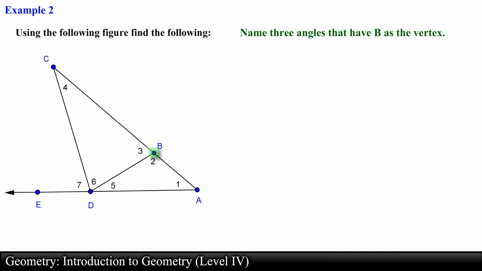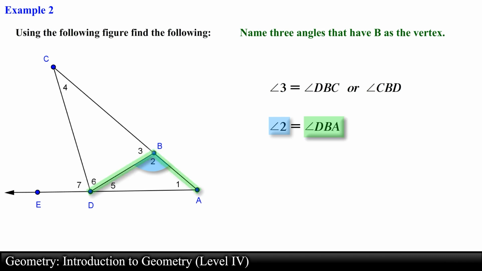The first of these angles is angle 3. Notice that we can also name this angle as angle DBC or angle CBD. Another angle that contains point B as the vertex is angle 2. We can also name this angle as angle DBA or angle ABD.